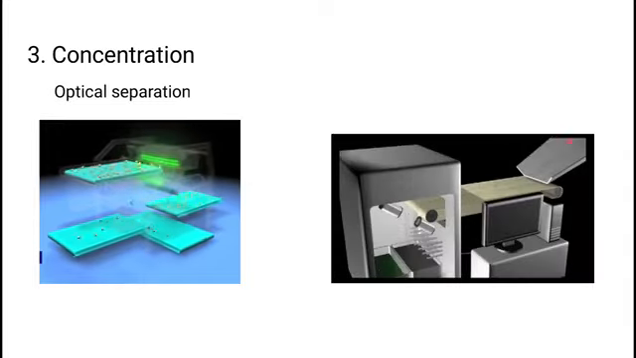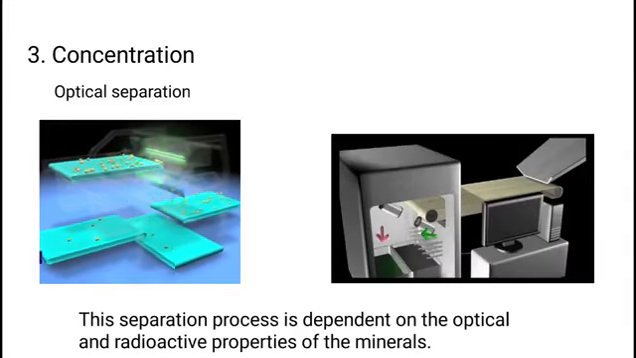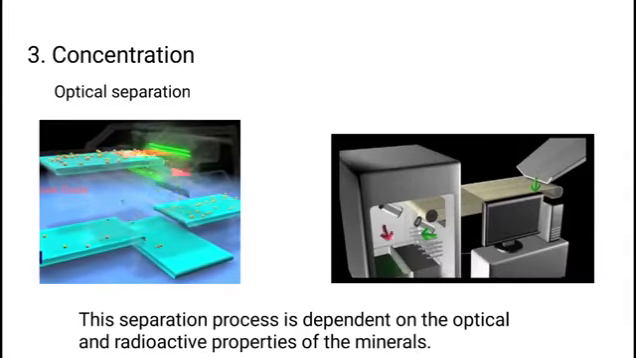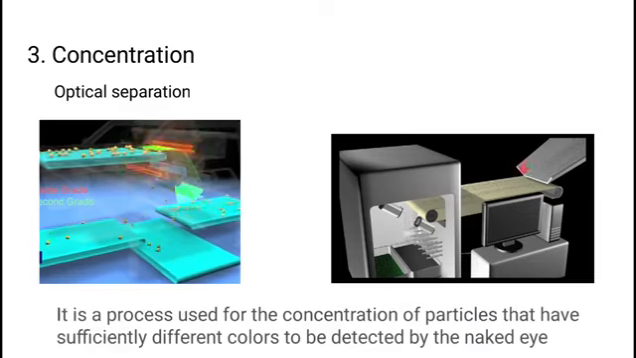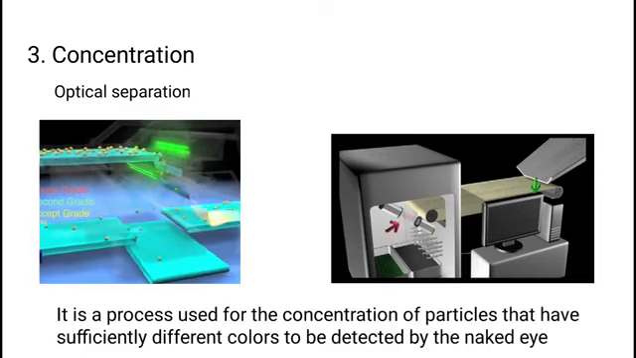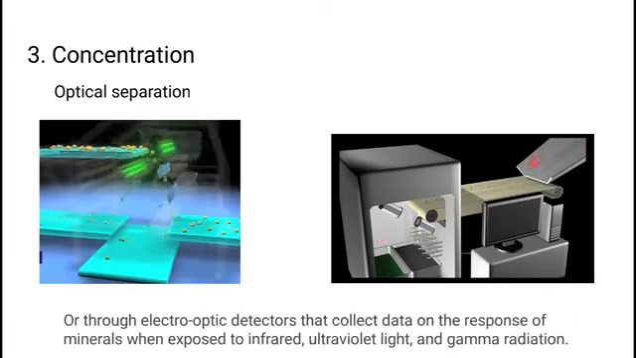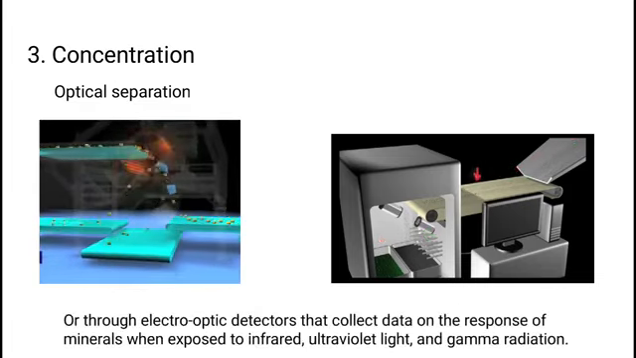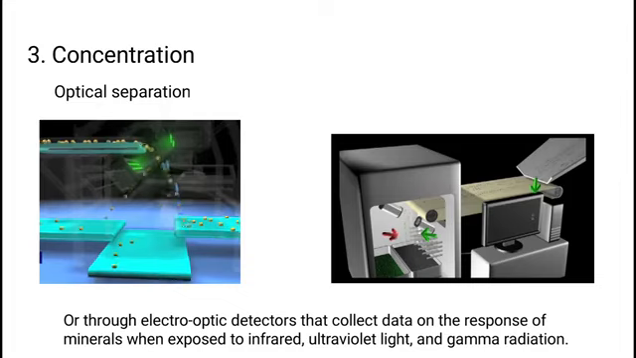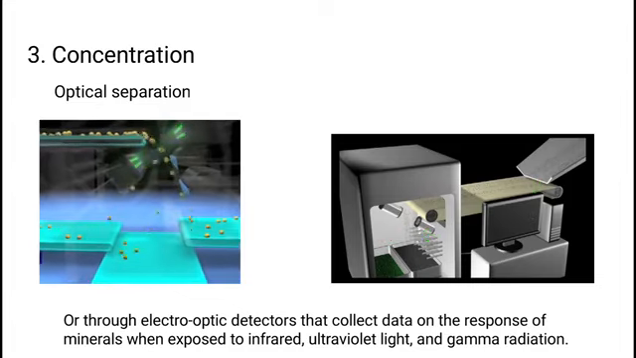Optical separation. This separation process is dependent on the optical and radioactive properties of the minerals. It is a process used for the concentration of particles that have sufficiently different colors to be detected by the naked eye, or through electro-optic detectors that collect data on the response of minerals when exposed to infrared, ultraviolet light, and gamma radiation.